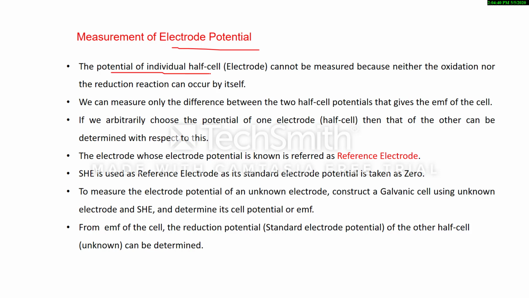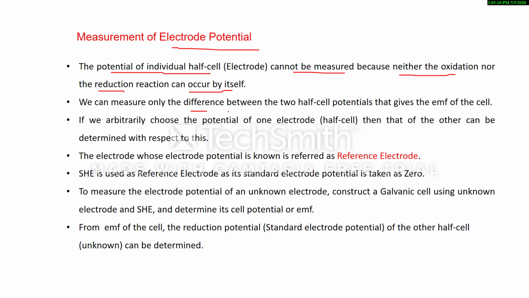Actually, the potential of an individual half cell, that is an individual electrode, cannot be measured, because neither the oxidation nor the reduction reaction can occur by itself. Actually, both oxidation and reduction take place simultaneously. But in a half cell, only either the oxidation or the reduction reaction is taking place. That's why the potential of an individual half cell electrode cannot be determined. Then what will we do?